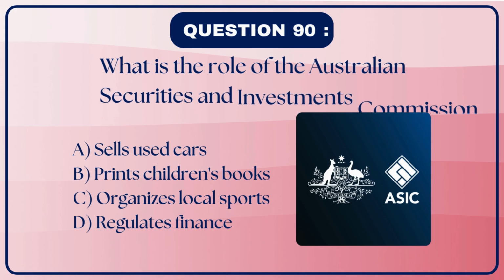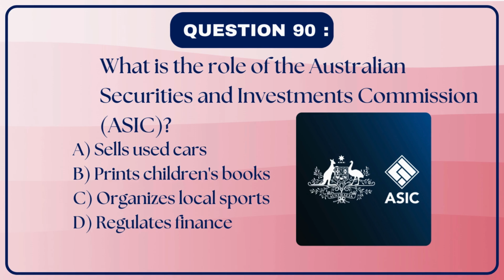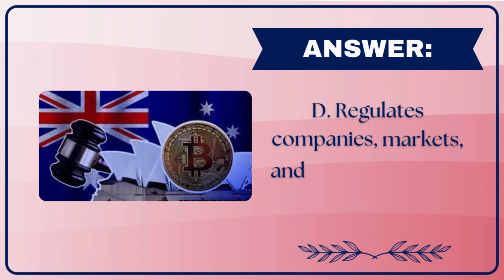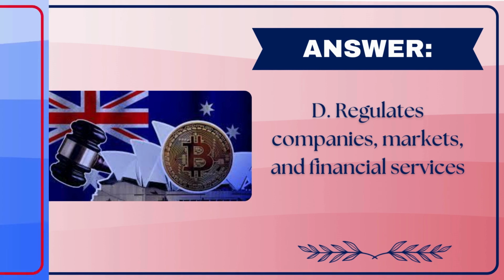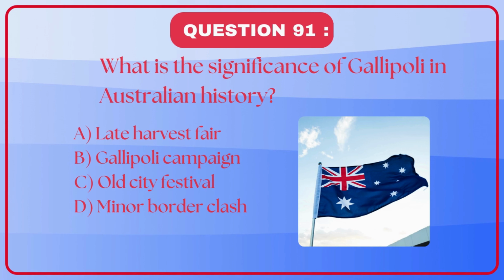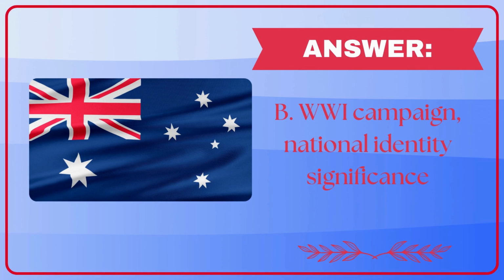What is the role of the Australian Securities and Investments Commission, ASIC? Regulates companies, markets, and financial services. What is the significance of Gallipoli in Australian history? World War I campaign, significant for national identity and Anzac spirit.